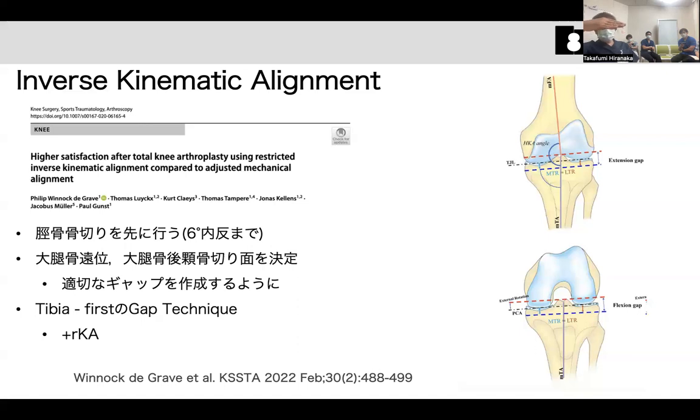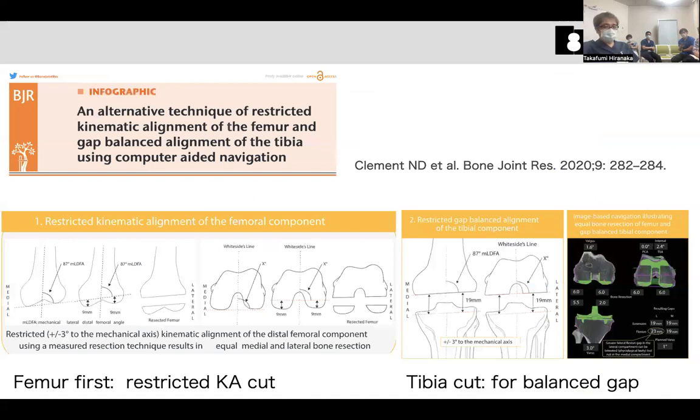And decide the tibia independently, then cut the femur independently. Okay? This is another way of functional alignment and hybrid technique. And cut the distal and posterior femur based on the morphology, like caliper kinematic alignment. Cut the distal thickness the same as the component, and in the posterior condyle, cut the same thickness as the component. Then extend and flex, and using the computer, decide the tibia cutting surface to make the balanced and same gap between extension and flexion. So this is the femur first technique.